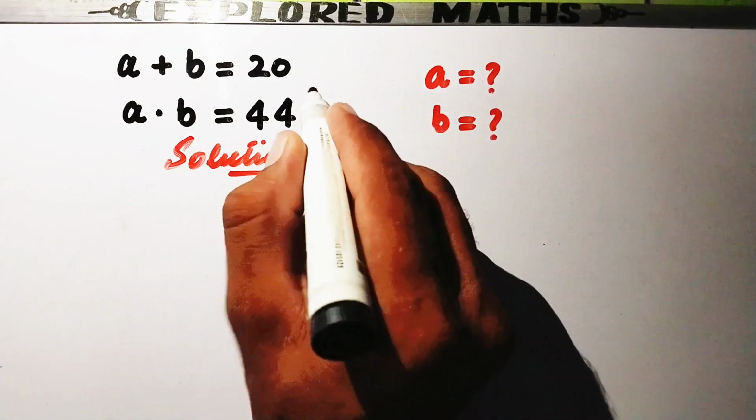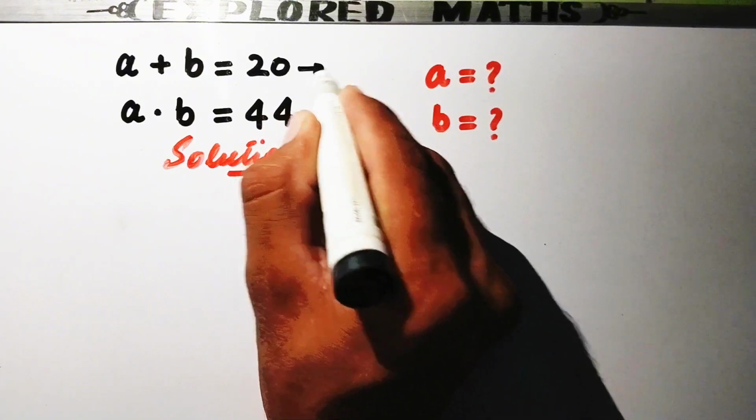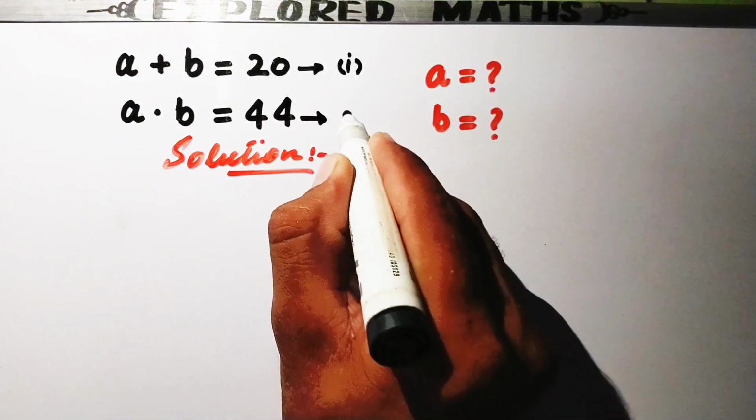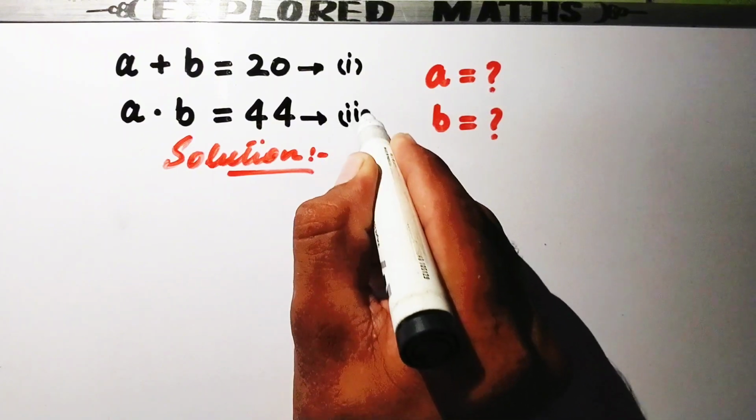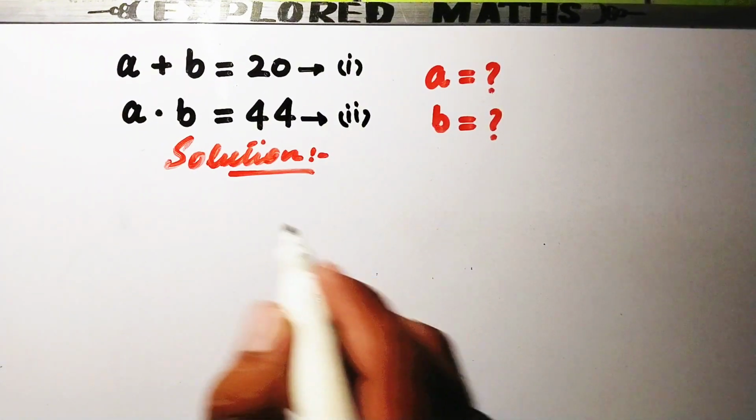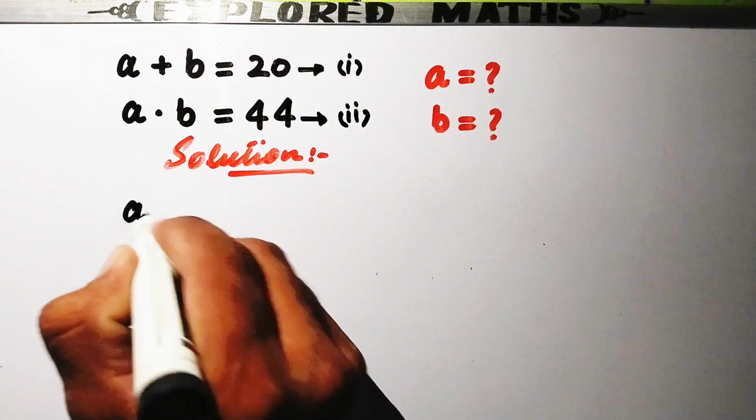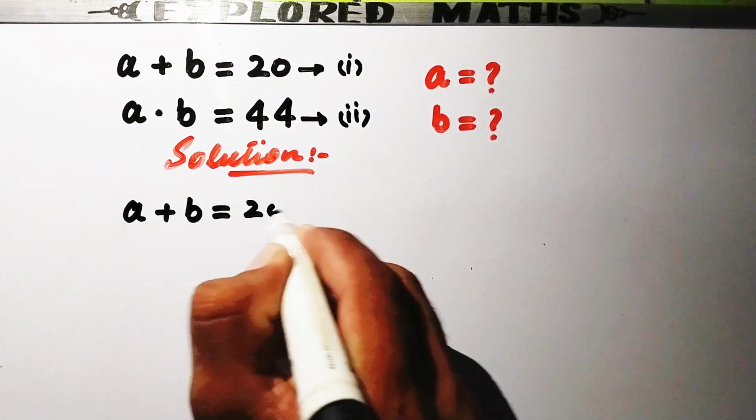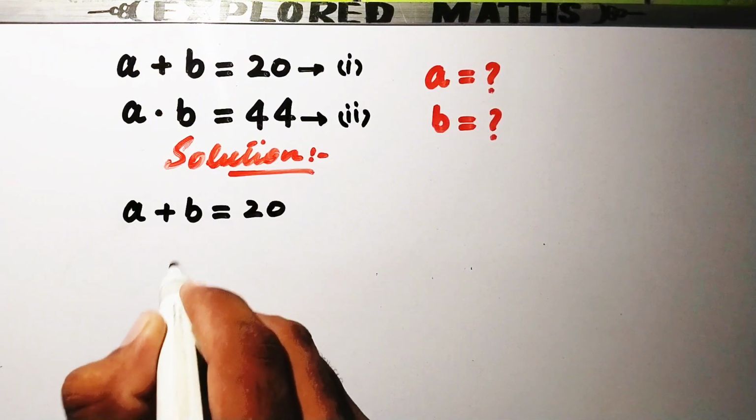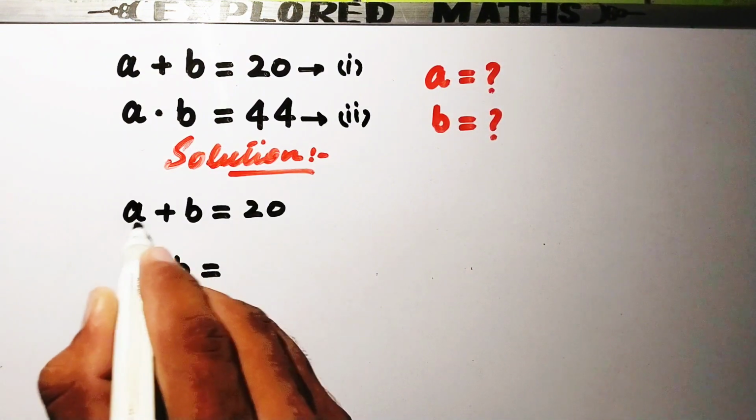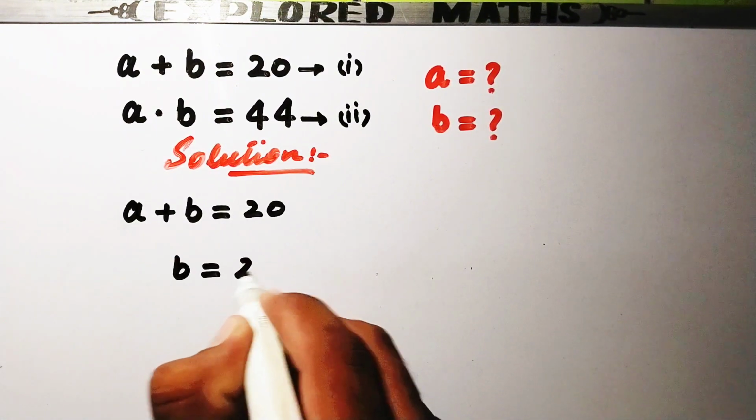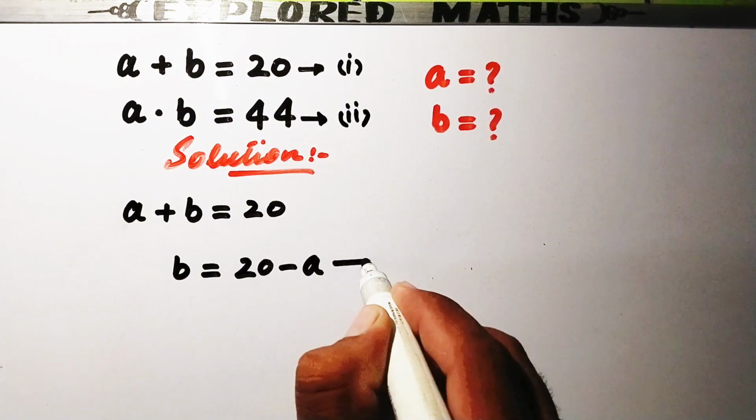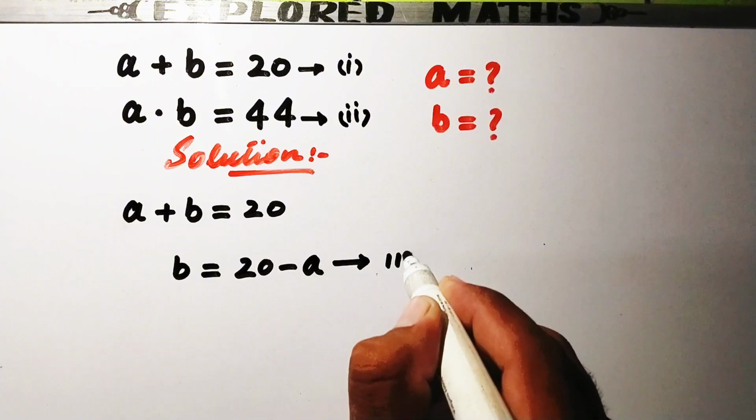So here, before solving it, we will mark this equation as equation number 1 and this equation as equation number 2. So taking equation number 1, that is a plus b equal to 20, here b will be equal to, taking a to this side, 20 minus a, and we will mark this equation as equation number 3.